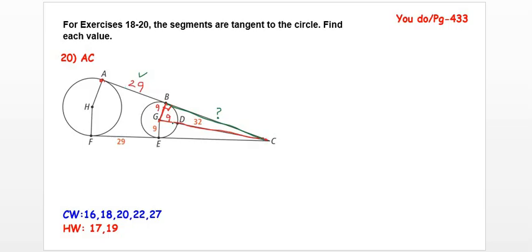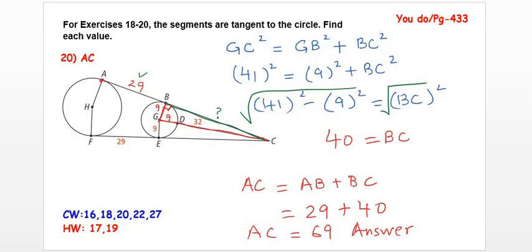Now you have to make use of the Pythagorean theorem. Better pause the video here, find the measurement of BC, add both the measurements and get the length AC. Clear? Here is the answer for this question. The whole length AC is becoming 69 because I added 29, and 40 because BC is becoming 40.